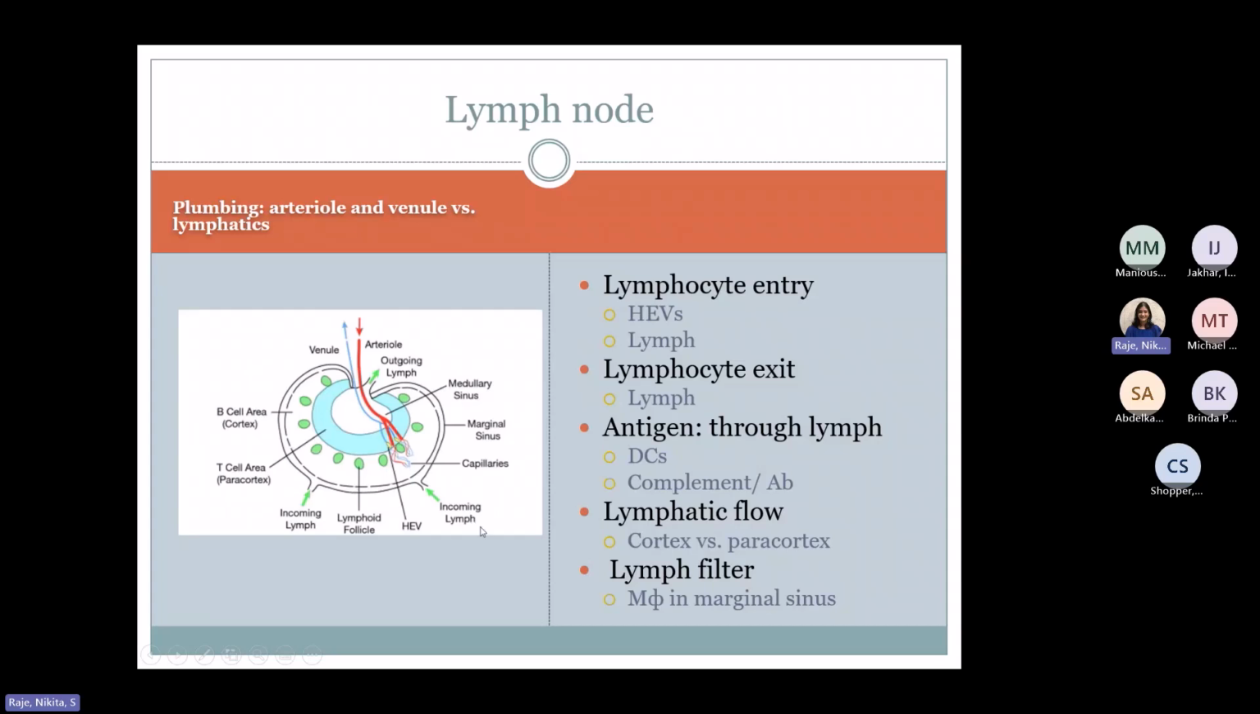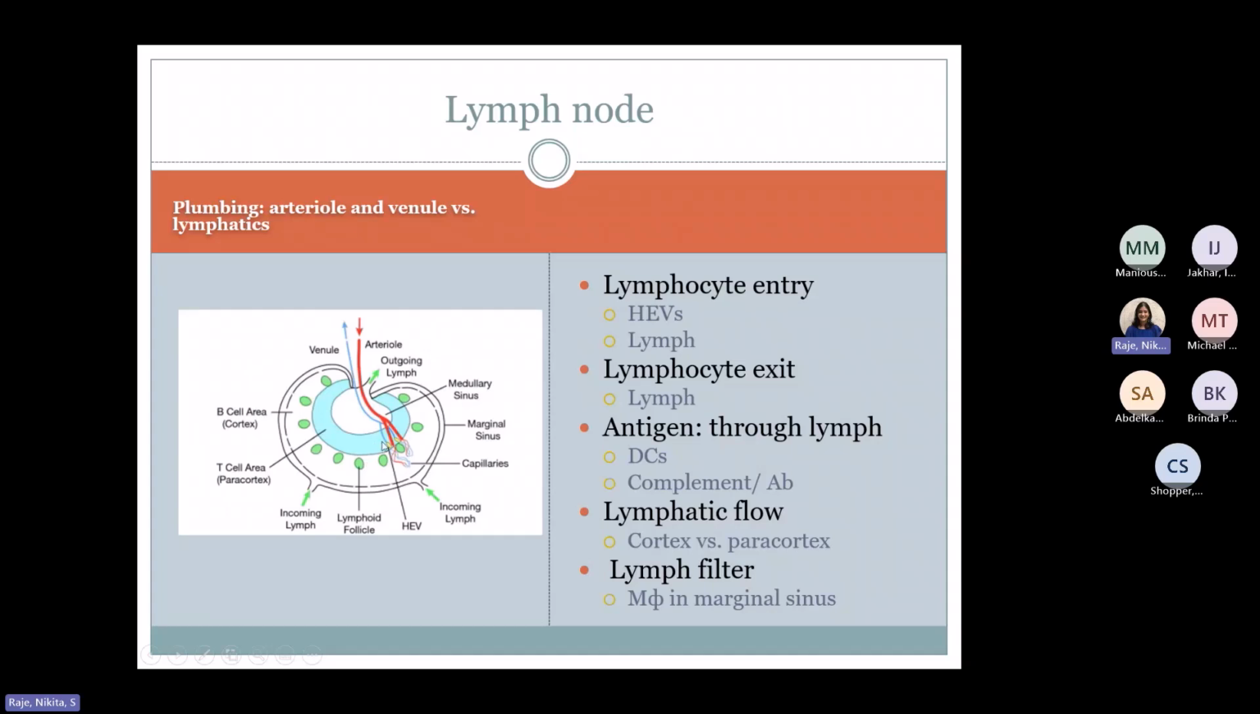So now let's think about lymphocytes. Where are they coming from and where are they going? Lymphocytes, as we just talked about, enter the lymph node through the HEVs. They wriggle out from those venules into the lymph node. They also come in through the lymphatics. So the lymphocytes can come from two places, but they exit only through the outgoing lymph.